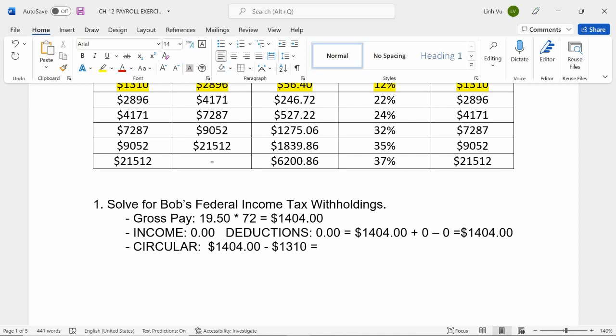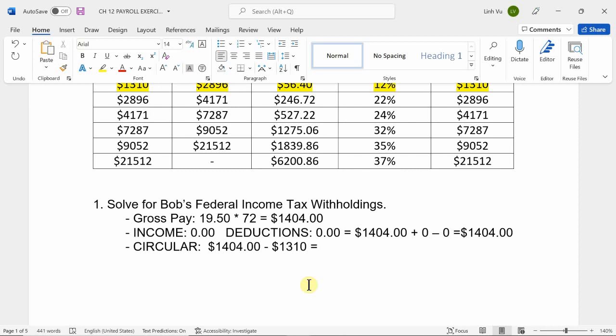1404 minus 13... 1404 minus 1310. Oh, 94. Right.